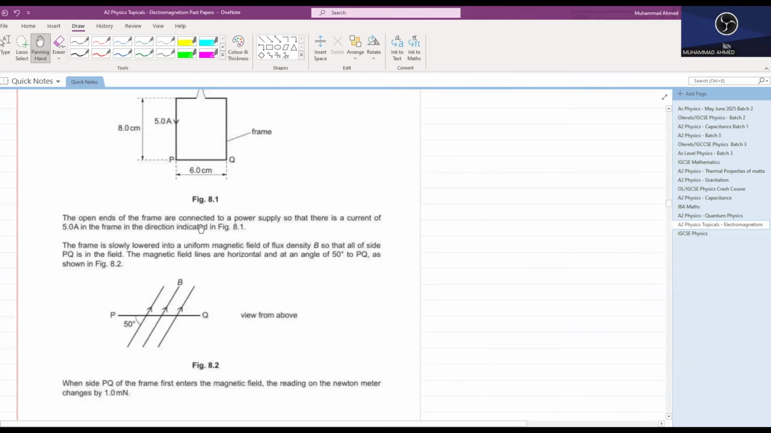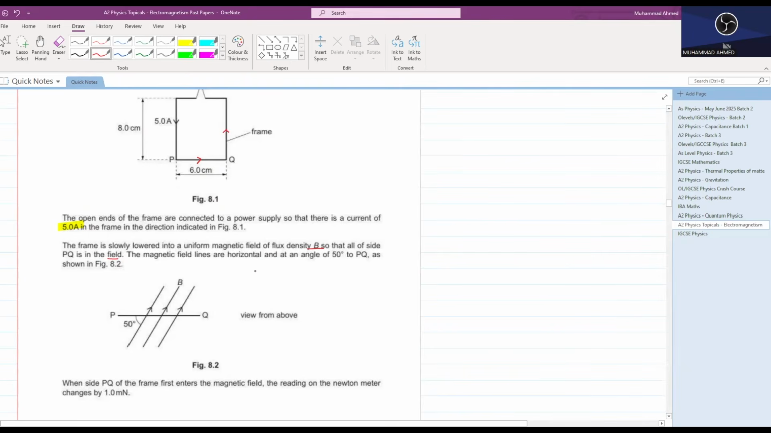The open ends of the frame are connected to a power supply so that there is a current of 5 ampere in the frame in the direction shown. Okay, there is a 5 ampere current flowing in the frame like this. The frame is slowly lowered into a magnetic field of flux density B, so that all of the side PQ is in the field.